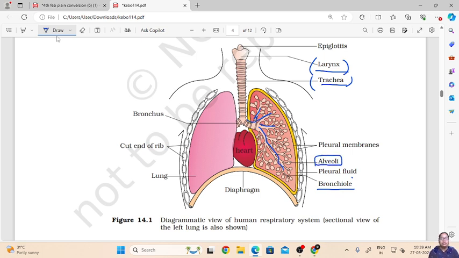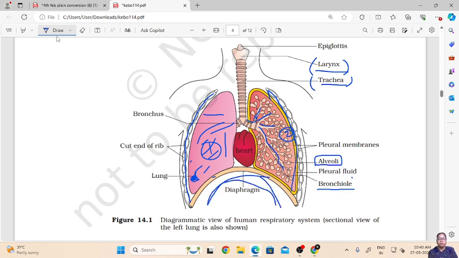Then there are two lungs. These are the lungs, and this trachea will branch into primary, secondary and tertiary bronchi, and the bronchioles will then form a balloon-like structure called the alveoli. So this is the structure of the human respiratory system. The lungs are covered with ribs, which help in the protection of the lungs, and also there is a diaphragm below the lungs.